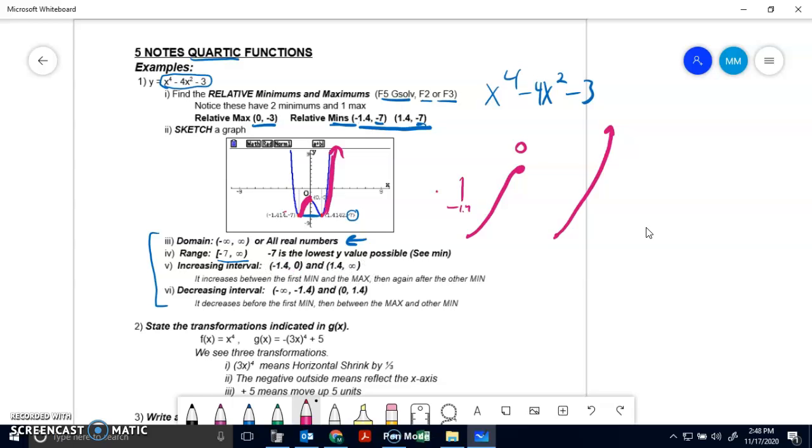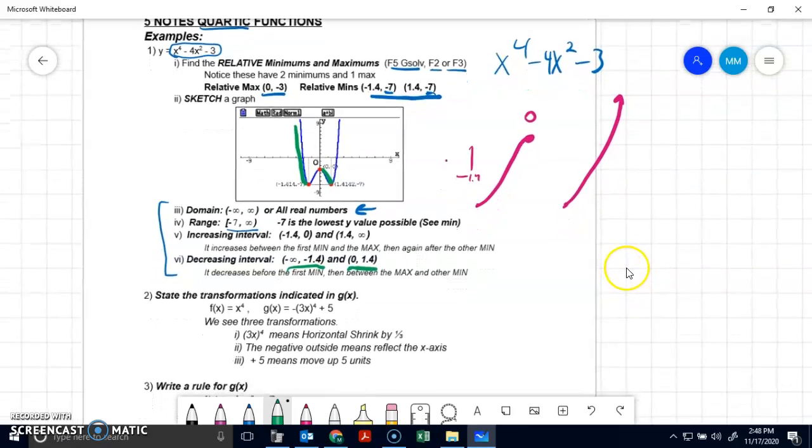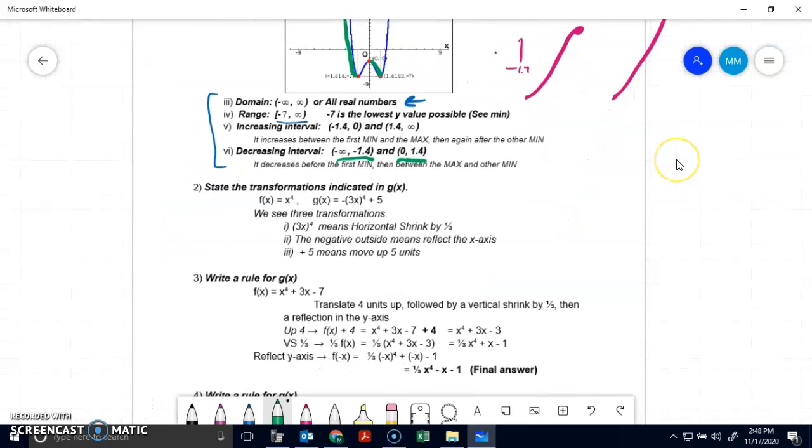And then the decreasing intervals. Decreasing intervals are from -infinity till I reach -1.4. And then in between here it's decreasing as well, between 0 and 1.4 for the x values. So just like we did before, we just have more turns in the graph, more changes in direction.